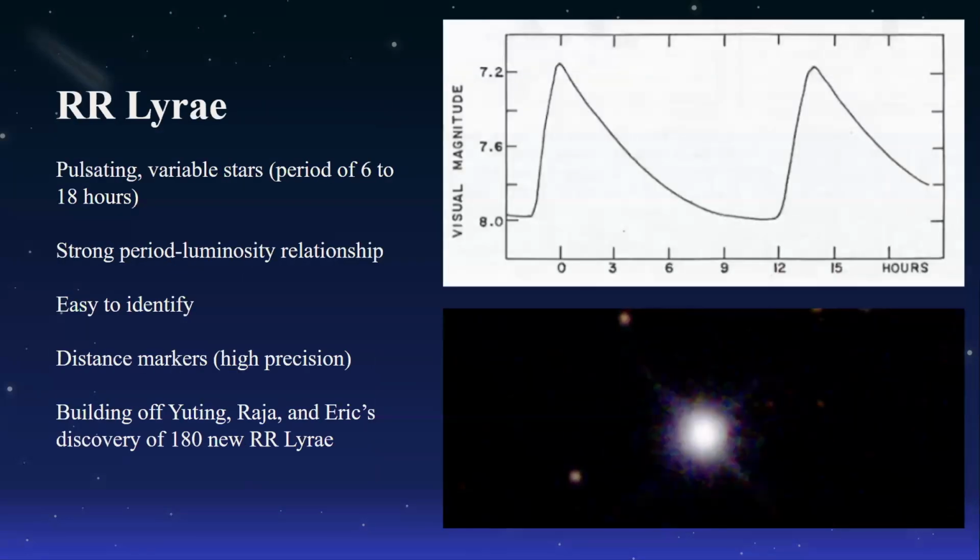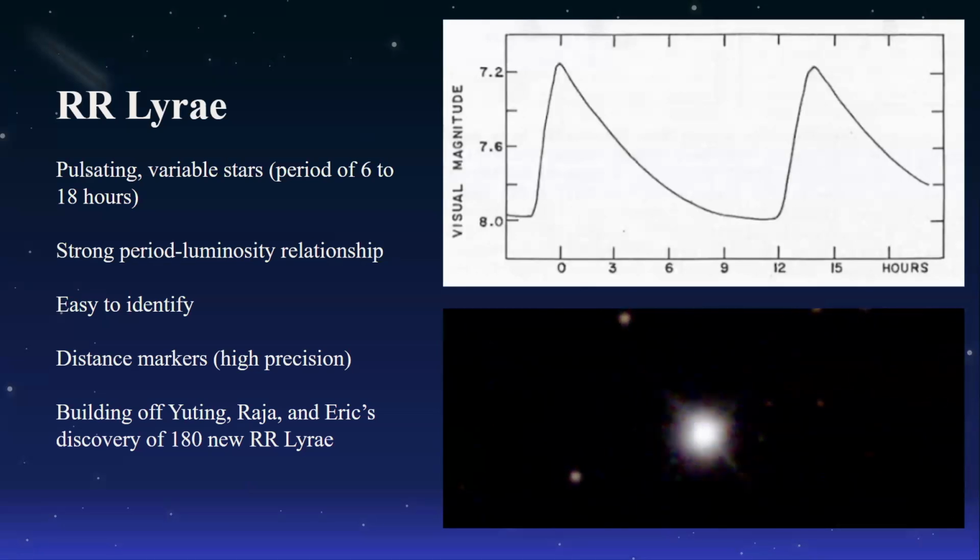All right, so in our research, we're using this special type of star called an RR Lyrae. RR Lyrae are stars that expand and contract, and their brightness varies accordingly. They have a period of around 6 to 18 hours, and the really useful thing about them is that they have a very strong period to luminosity relationship. What that means is that based on their period and their apparent magnitude, or their apparent brightness, we can very easily find their absolute magnitude, or in other words, their intrinsic brightness. And once we have their absolute magnitude, we can very easily find the distance to these RR Lyrae, as further stars will be dimmer and closer stars will be brighter.